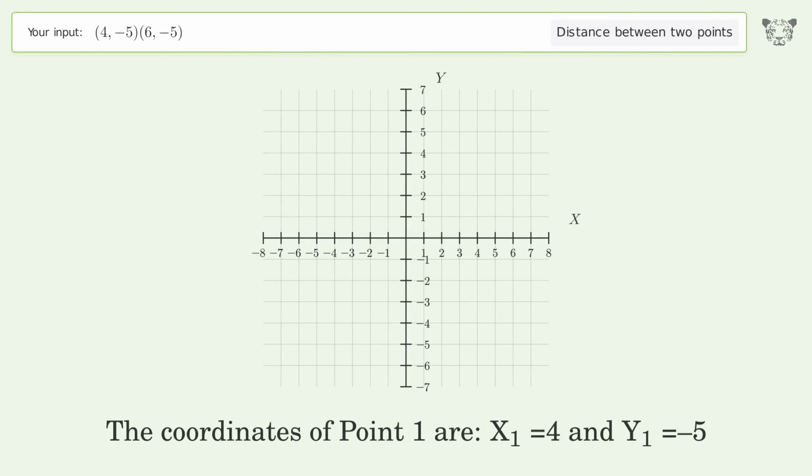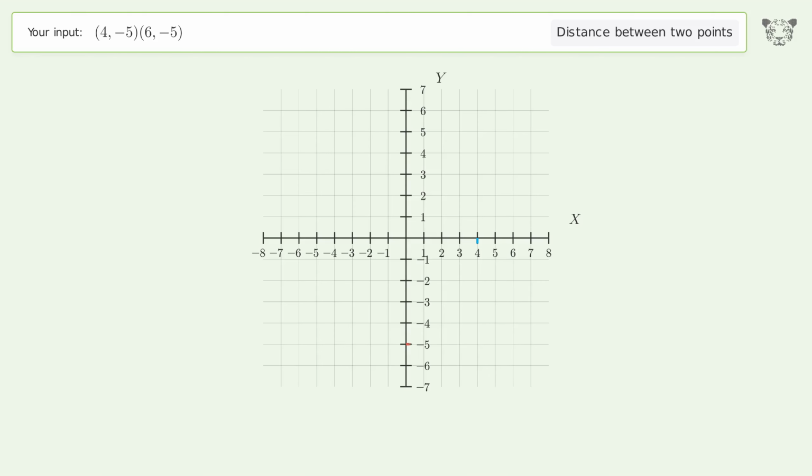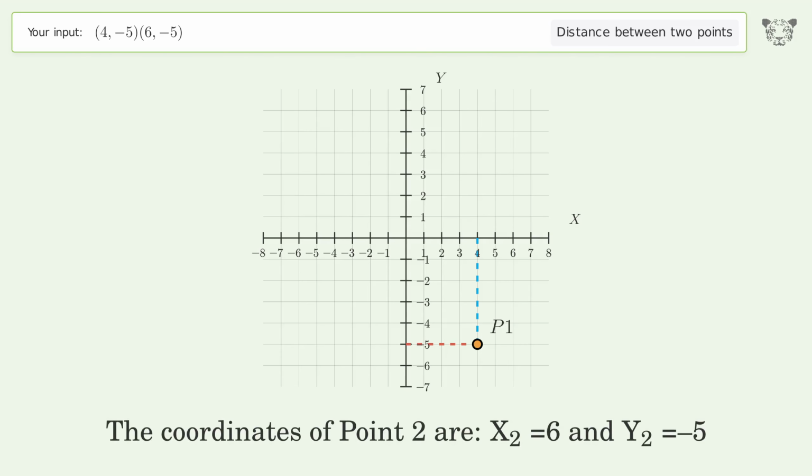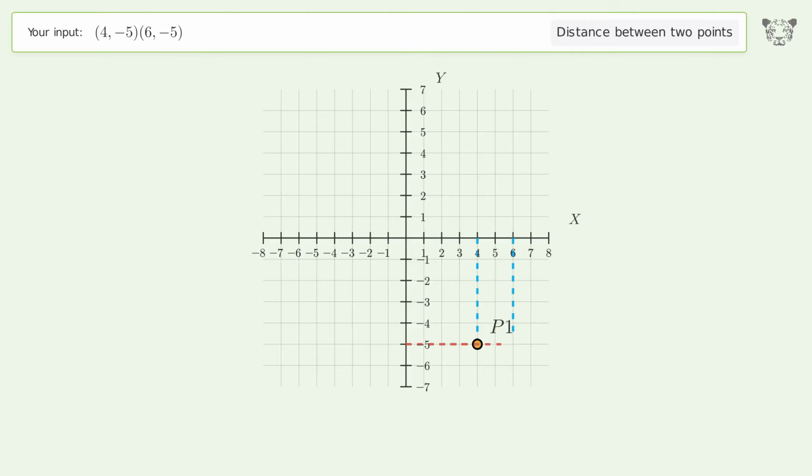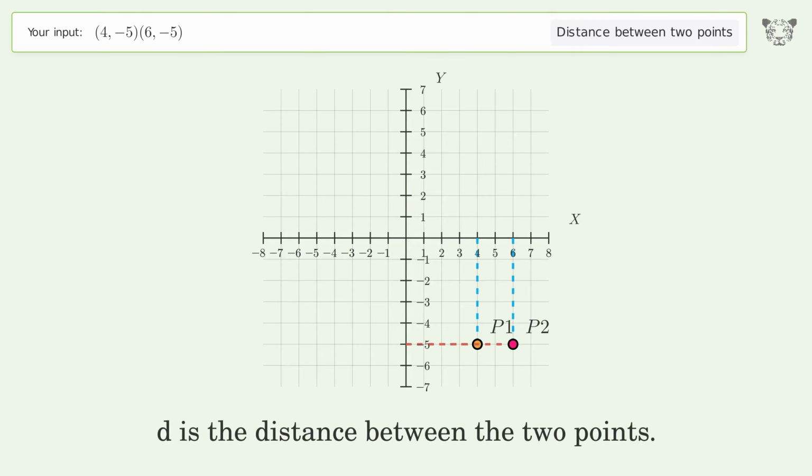The coordinates of point 1 are x1 equals 4 and y1 equals -5. The coordinates of point 2 are x2 equals 6 and y2 equals -5. D is the distance between the 2 points.